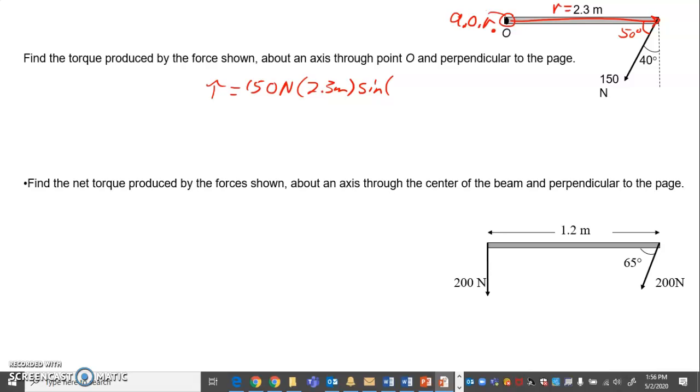And this comes out to 222. Hold on. I think I might have typed in the wrong angle. I did, in fact. Ha! So 264. So 50 degrees is the right angle, and tau, the correct angle. Gotta be careful not to say right angle, because that has its own meaning. So 264 Newton meters.